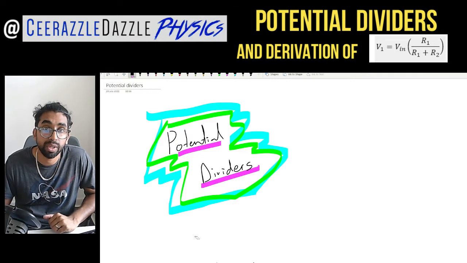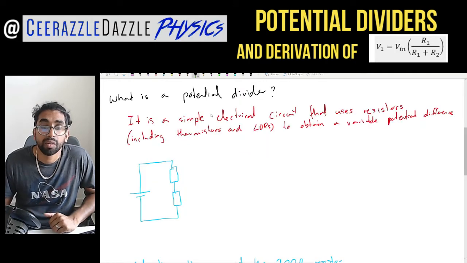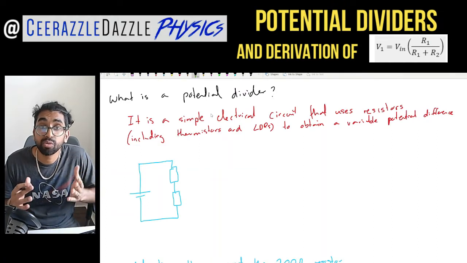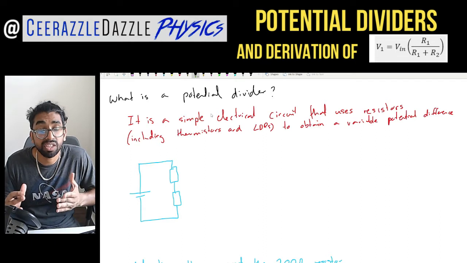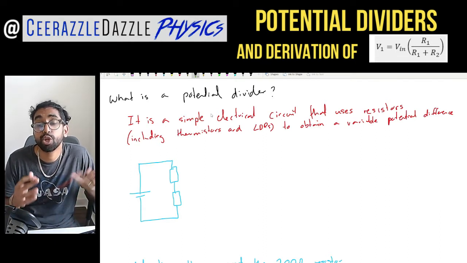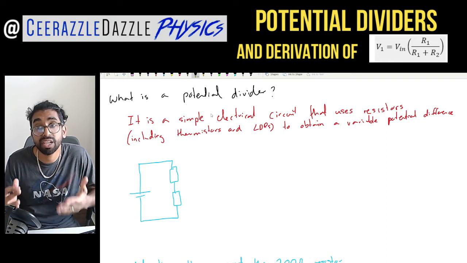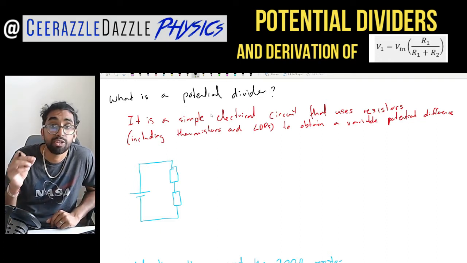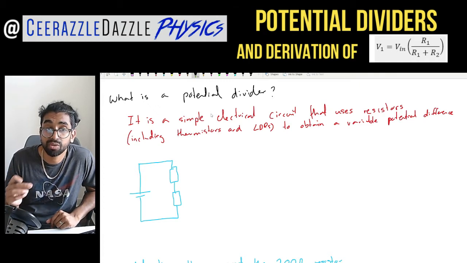Right, let's get straight into it. So what exactly is a potential divider? What is a potential divider? Right, so a potential divider is the following. It is a simple electrical circuit that uses resistors, and by resistors I mean including thermistors and LDRs, to obtain a variable potential difference. So it's a simple circuit that uses resistors to obtain a variable potential difference.